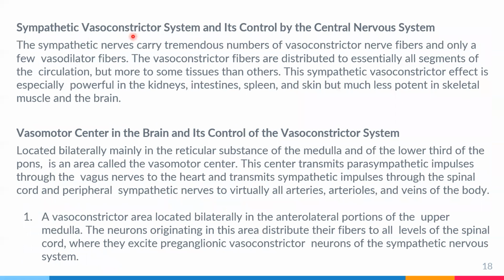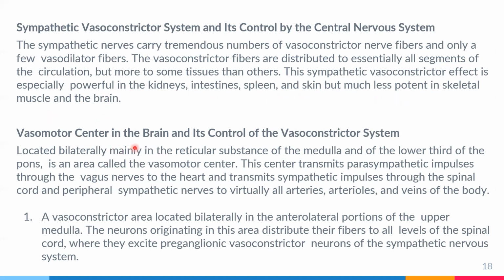Next, we move on to the sympathetic vasoconstrictor system and its control by the central nervous system. The sympathetic nerves carry tremendous numbers of vasoconstrictor nerve fibers and only a few vasodilator fibers. Vasoconstrictor fibers are distributed to essentially all segments of circulation, but some tissues are highly innervated, while others are less so. This sympathetic vasoconstrictor effect is especially powerful in the kidneys, intestines, spleen, and skin, but much less potent in skeletal muscle and the brain.